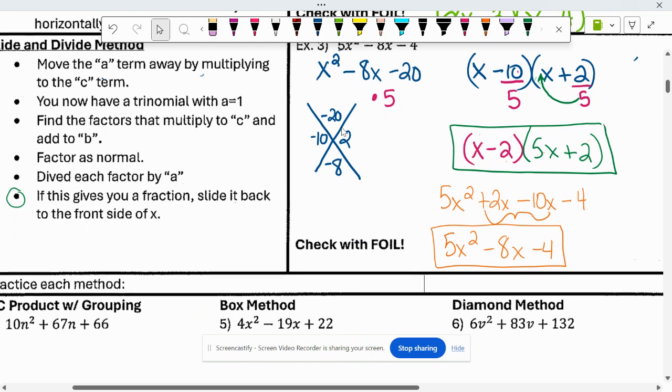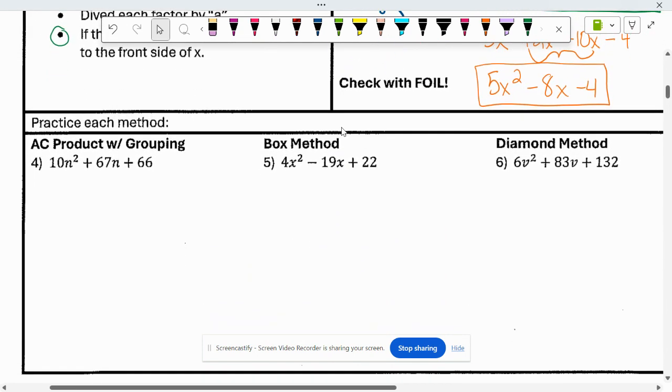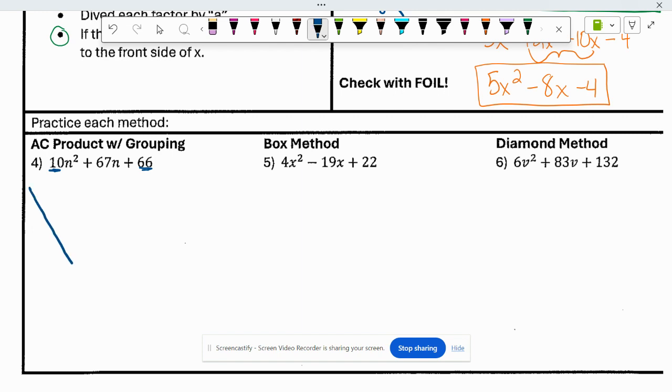Okay, we're going to practice these 3 methods. So the first one, we're going to use the AC product with grouping. So A times C. What's the product going to be on the top of the box or the top of the X, and what's the sum going to be? Well, 10 times 66 is 660. Has to add up to the B term, 67. You're going to need to get your calculator out.